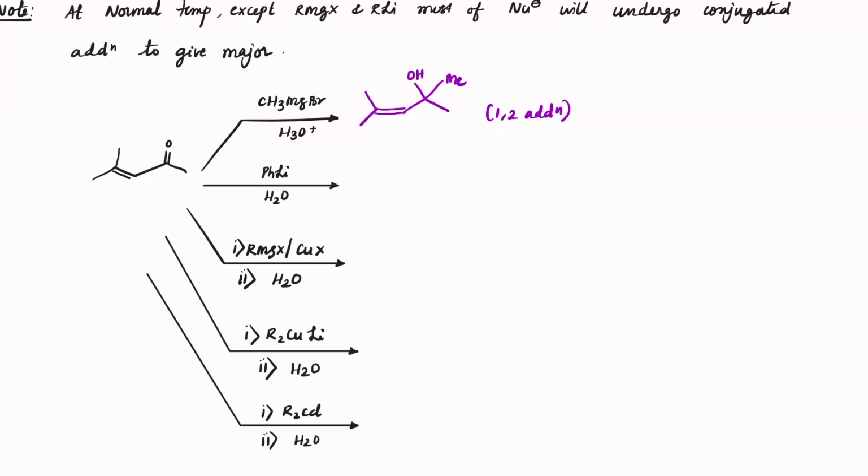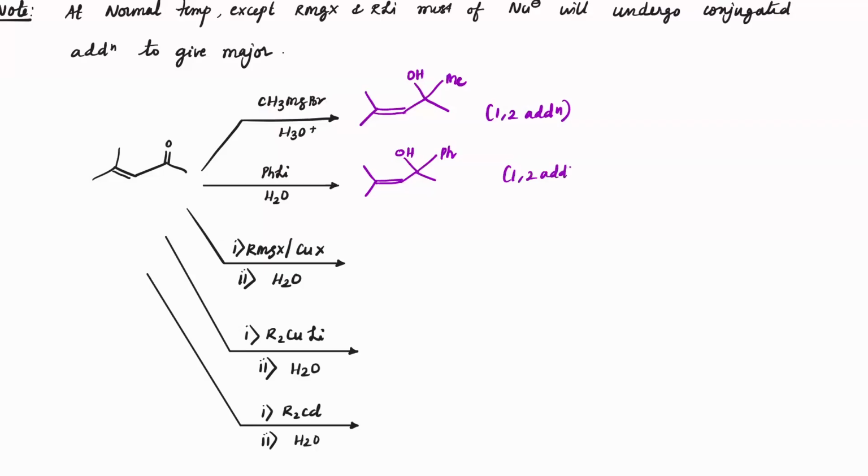Okay. Next, if you have PhLi, Ph minus is also a very strong nucleophile, so that will also give you 1,2 addition. So we'll get this as OH and phenyl here. So that is also 1,2 addition.